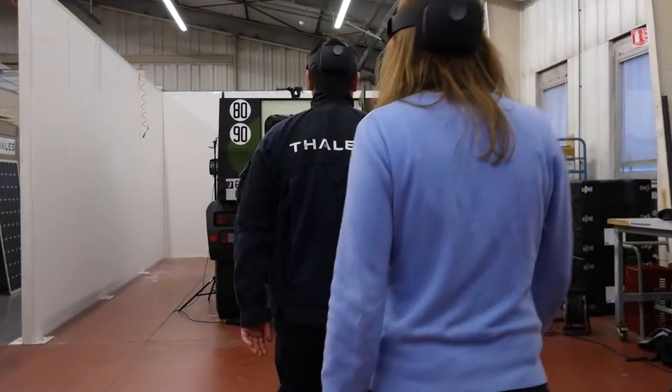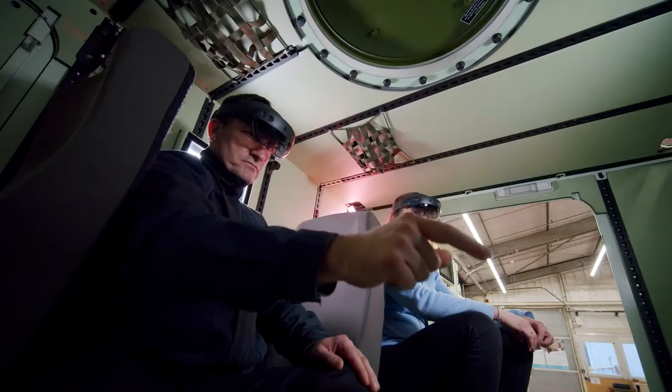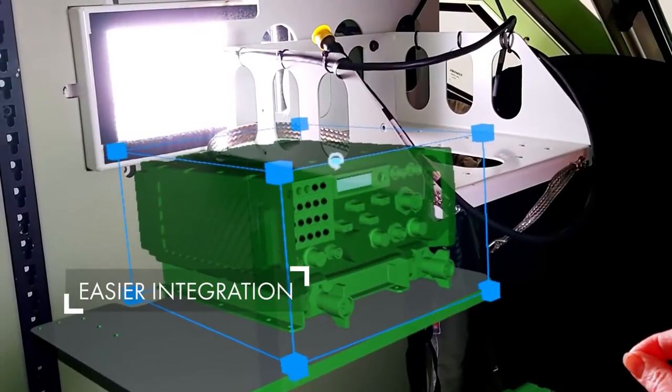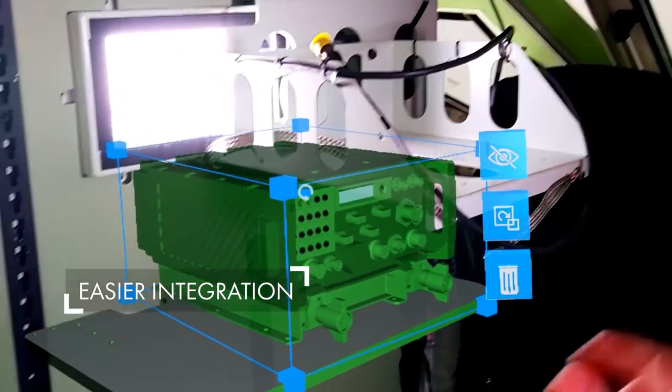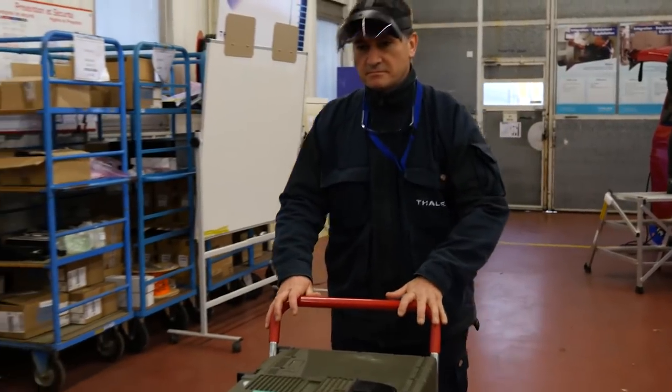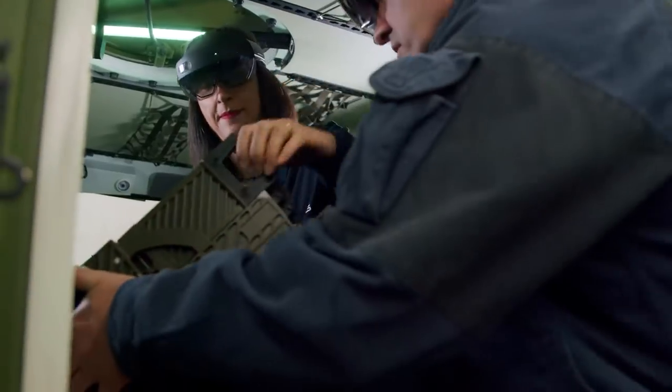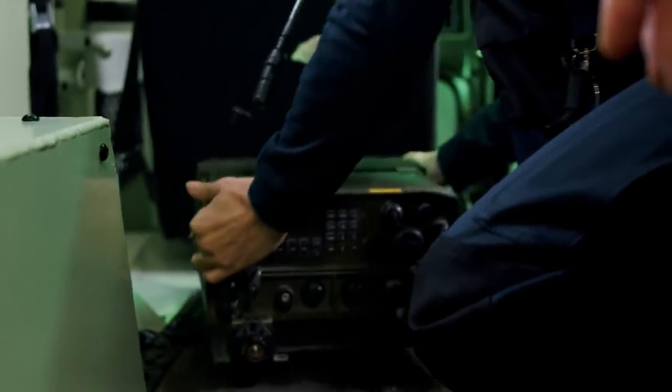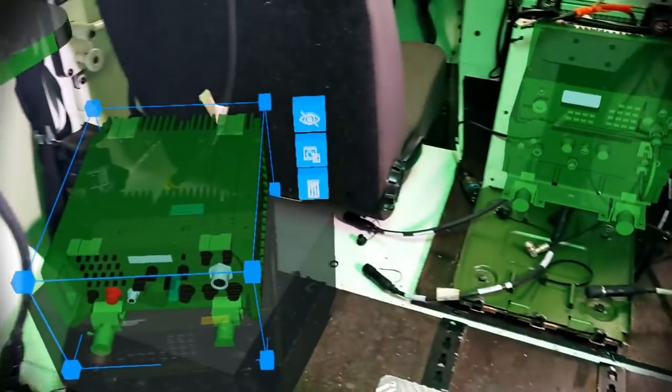By combining the real world and the virtual world, mixed reality lets operators superimpose 3D models on actual equipment with complete freedom of movement. Augmented reality technology gives them a clearer picture of the integration challenges that lie ahead.